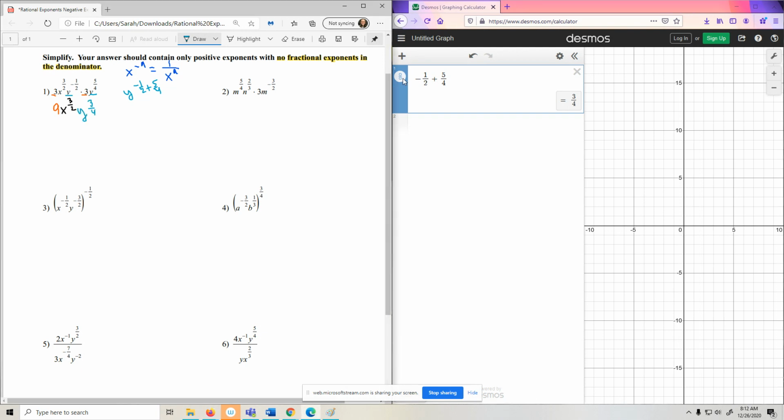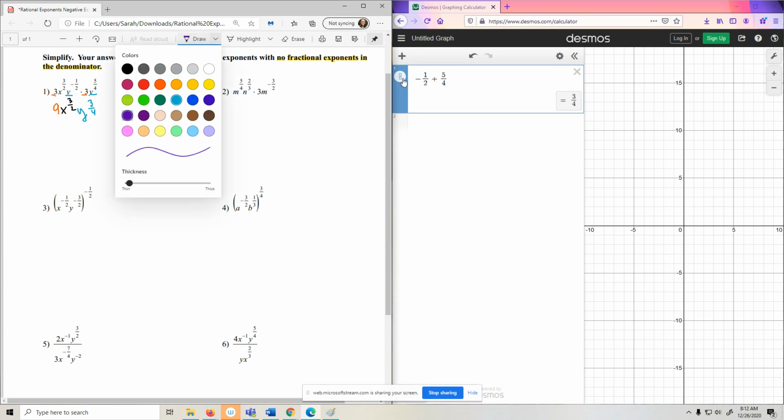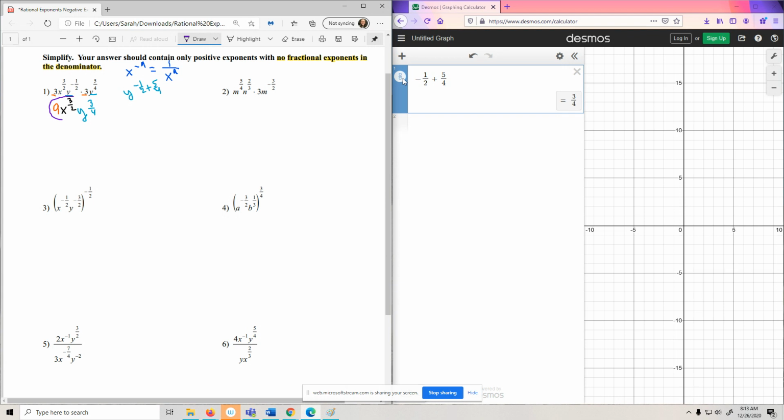With this problem, I'm actually all finished. I only see each of my coefficients and each of my variables, and I don't have any negative exponents, and I don't have any fraction exponents in the denominator. So even though we started with a negative here, once we simplified, we end up with a positive exponent, so we don't have to worry about moving anything around. So this right here is our final answer.